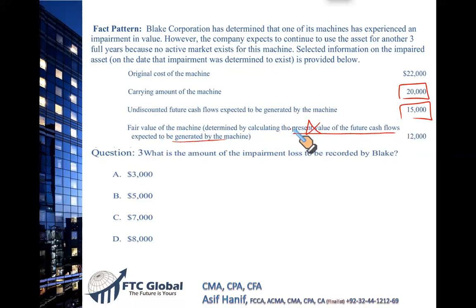We haven't yet discussed present value. This is totally irrelevant. We are not going to consider this. This is discussed in your IFRS, not in the US GAAP. US GAAP requires the undiscounted future cash flows, not the discounted one. So what is the amount of the impairment?